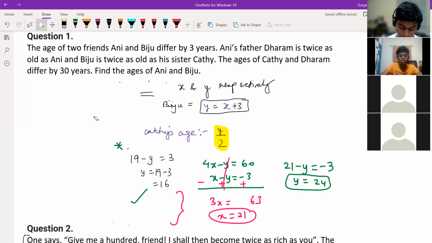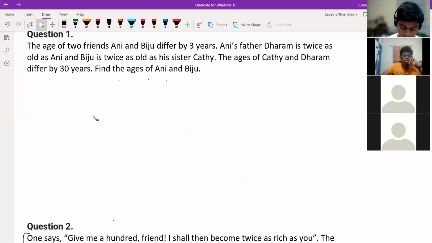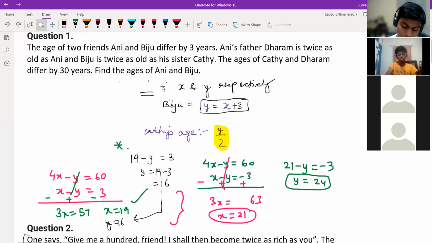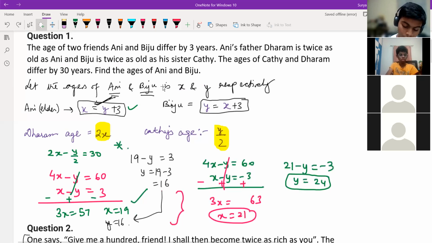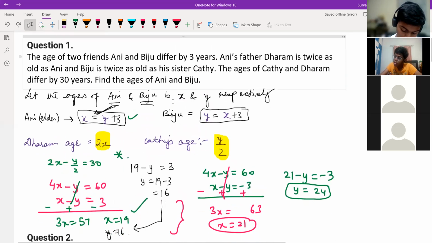Sir, but how do we know that Annie is elder than Biju? We can't say. Sir, it was written in the solution. Oh, is it? Yes, sir. Okay, fine, let me check. Annie elder, Biju smaller. I've written here, right? Yes, sir. Anyway, we'll just teach here, newly we'll do, then we'll get to know.